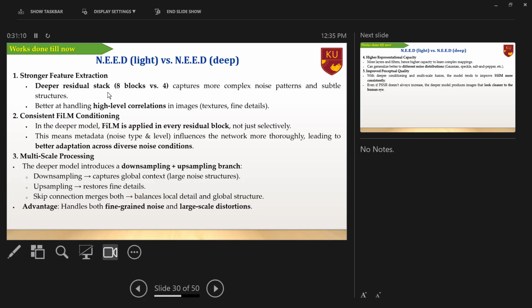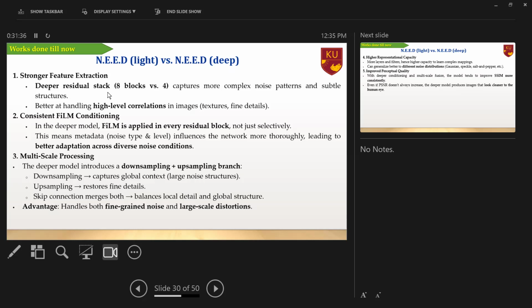Then consistent FiLM conditioning. In the deeper model, FiLM is applied in every residual block, not just selectively. I have already mentioned that the residual FiLM layer is applied alternately in the previous model. Here we are using it in each residual block. This means the metadata influences the network more thoroughly, leading to better adaptation across diverse noise conditions.